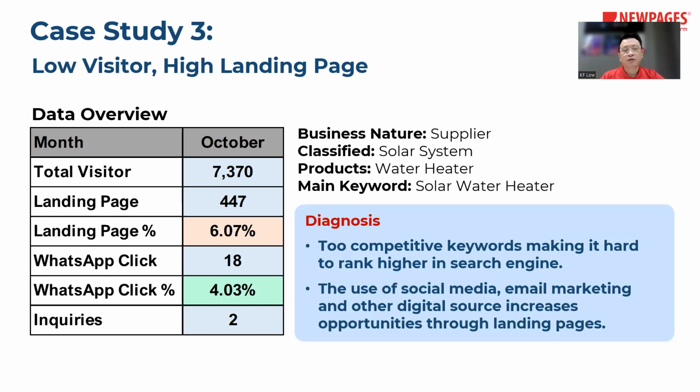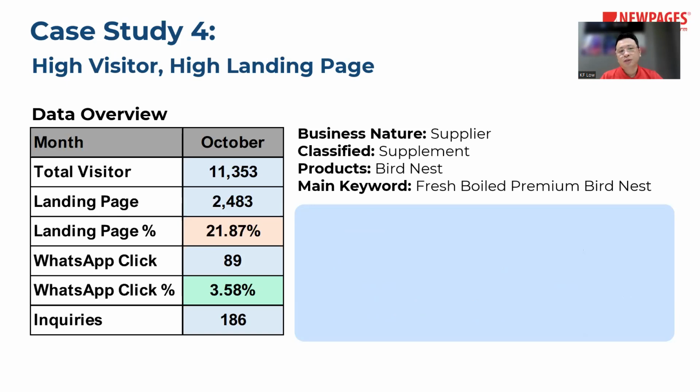Now, let's go to the fourth case study, case study number 4, which is high visitor, high landing page. In this case, as you can see from here, their business nature is supplier, classified under supplement, and the product that they sell is bird nest. Even though they just sell bird nest, they don't just post their product as bird nest, because we actually got informed that bird nest is too competitive. That's why they added some other keywords like fresh, boiled, premium bird nest.